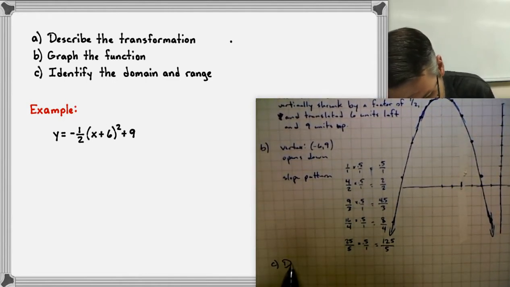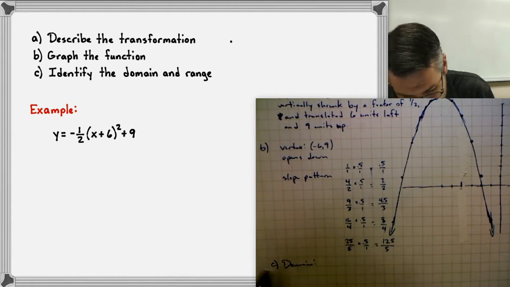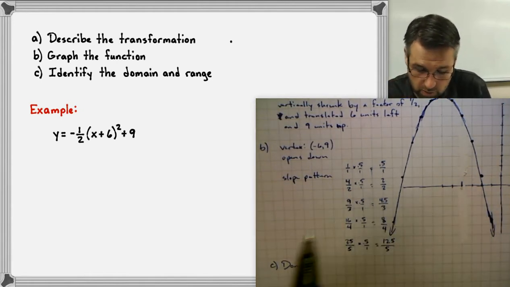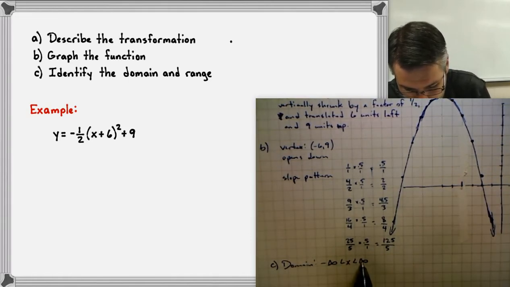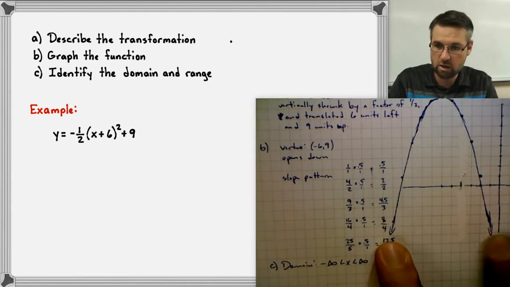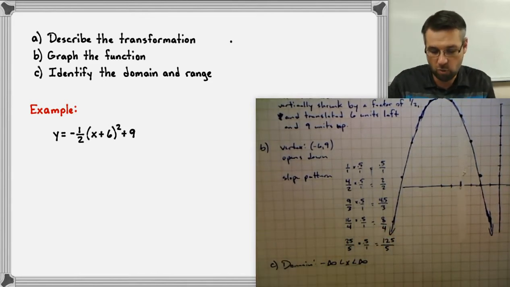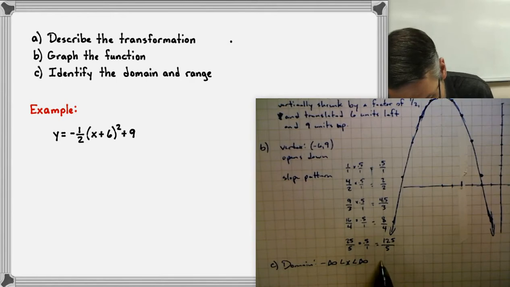The domain is the set of x values. So how far back do we go here? We actually go back to -infinity. And how far to the right do we go? We go to +infinity. Because these arrows are here, it keeps going further and further out both ways. So the domain is -infinity to infinity.